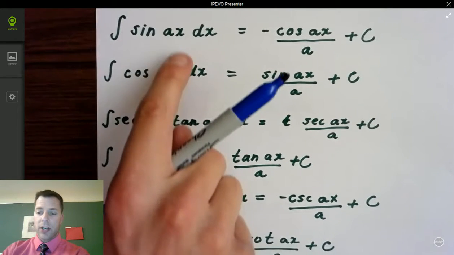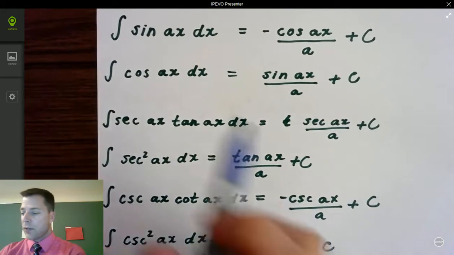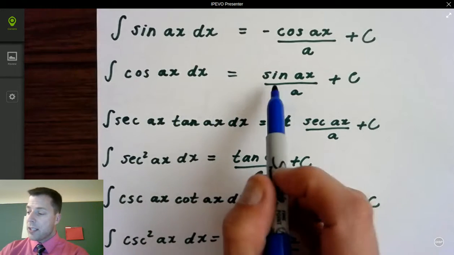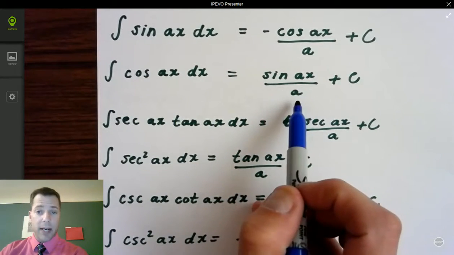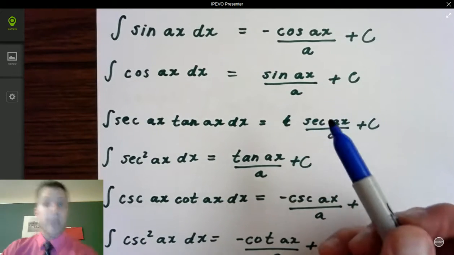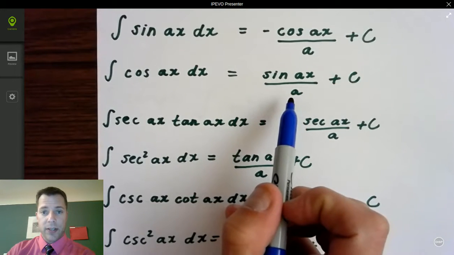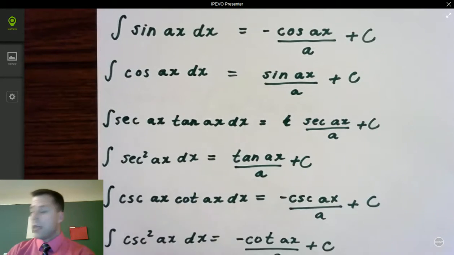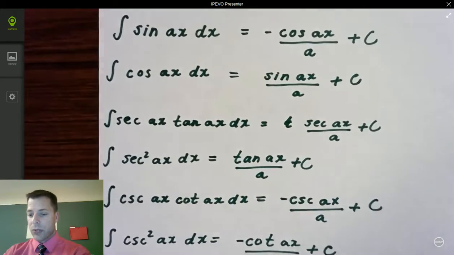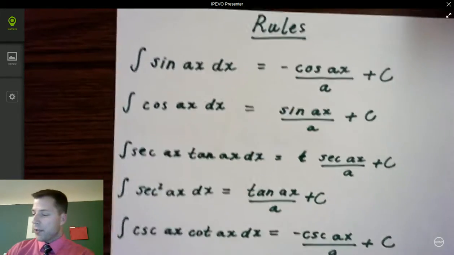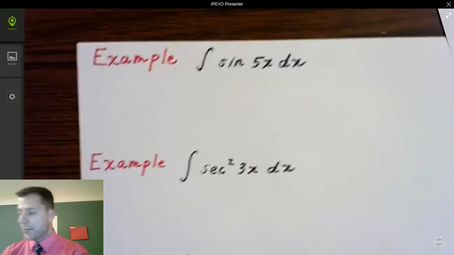So here are 6 trig rules for each of these. For example, the integral of cosine of ax dx is equal to sine of ax divided by a plus c. And the easiest way to figure out, hey, did I do this right, is just take the derivative of this, right? A is just a constant. So that's what we're going to be using today. 6 rules here, and we're just going to do a couple of examples for you, okay? So I only have like 4 examples.